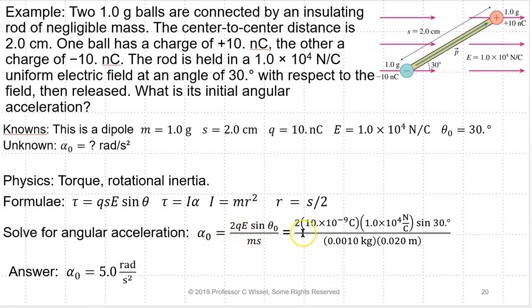m s. So that is 2 times 10 to the minus 9th coulombs, that's the charge, and 1 times 10 to the 4th newtons per coulomb, that's the electric field, sine of 30 degrees for the angle. And the mass is 0.0010 kilograms. And the separation distance is 0.020 meters. The answer is the initial angular acceleration is 5 radians per second squared.